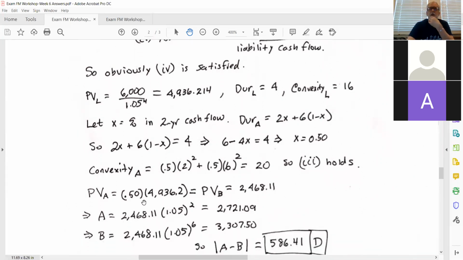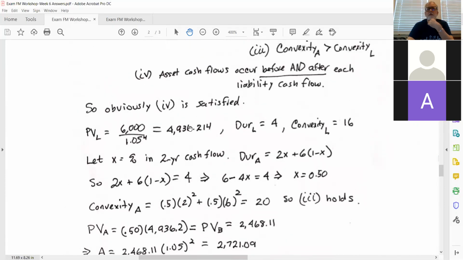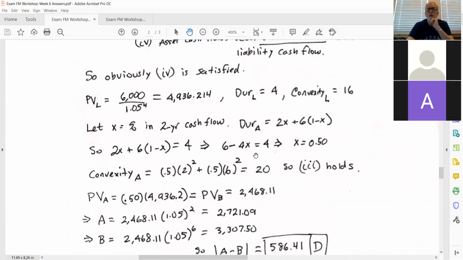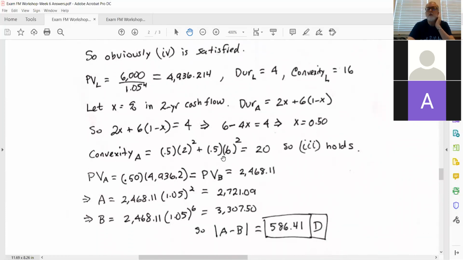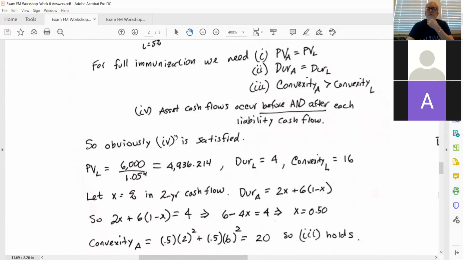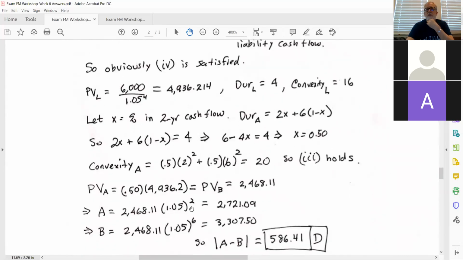And now that we know that it's 50-50, we can calculate how much of this 4,9362 is invested in the 2-year. Well, for each of them, it's going to be 2,468. But the question is, what is the absolute value of A minus B? So what we just calculated was the present value of A and the present value of B. So to get A and B, now we have to bring those present values forward.